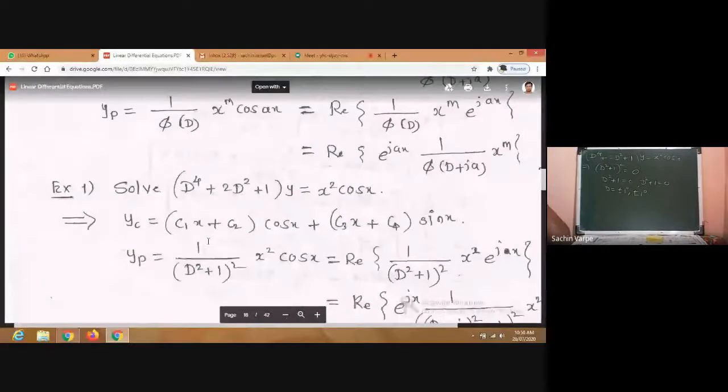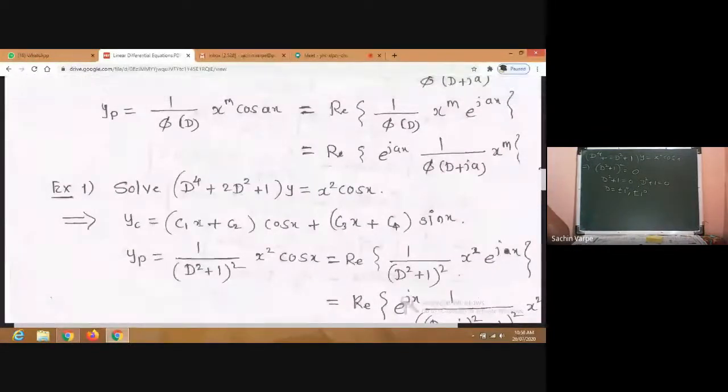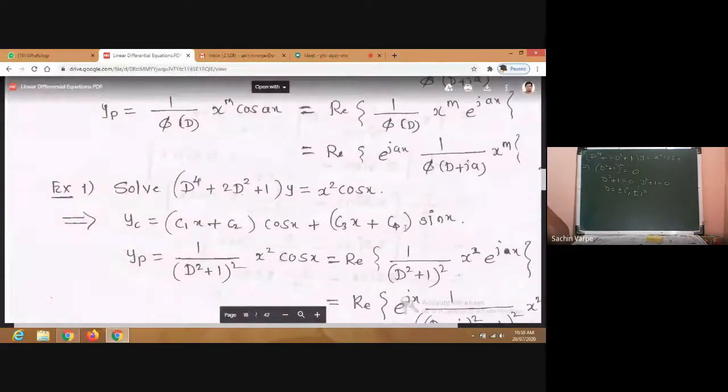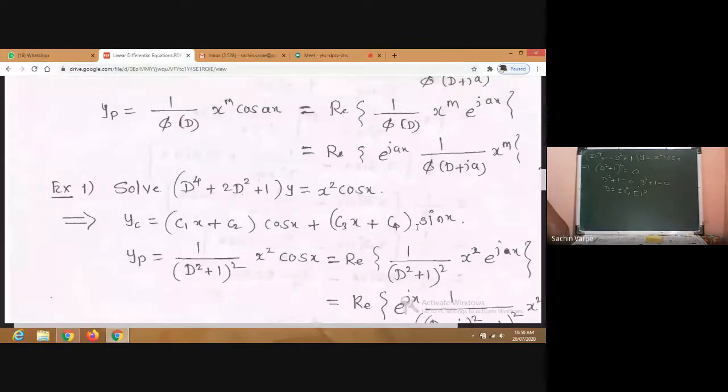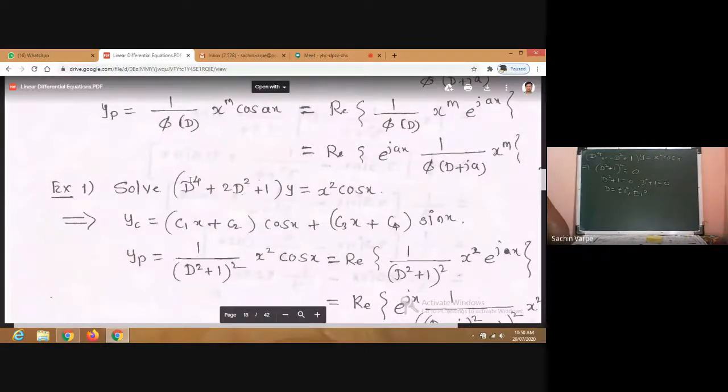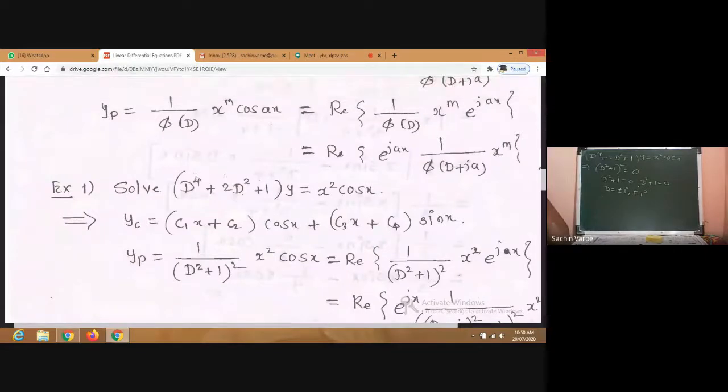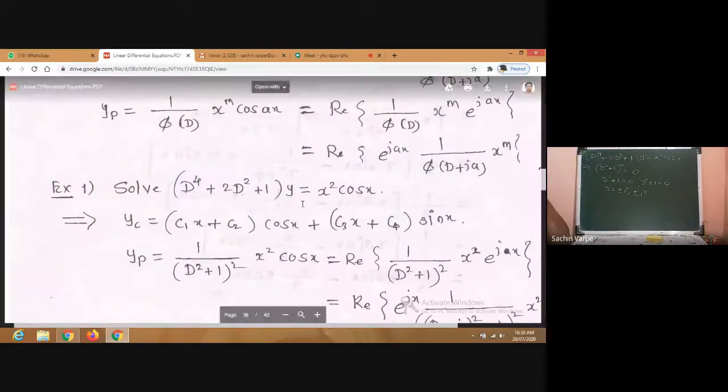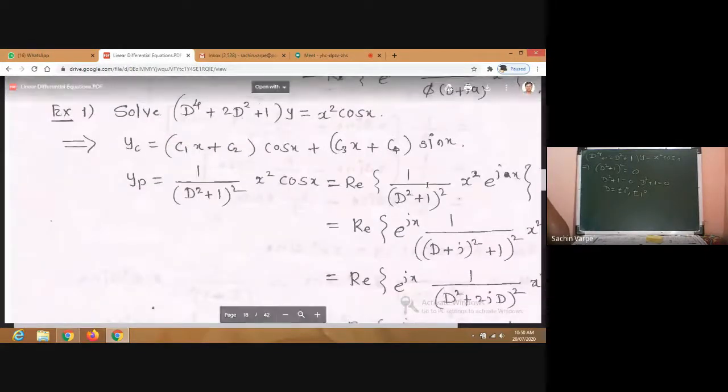That is yc, or complementary function, is C1x plus C2, isn't it? We are writing either C1x plus C2 or C1 plus C2x, one and the same. So (C1 plus C2x) into cos x plus (C3 plus C4x) into sin x. 4 arbitrary constants are involved in the complementary function because the order of the differential equation is 4. Please note.